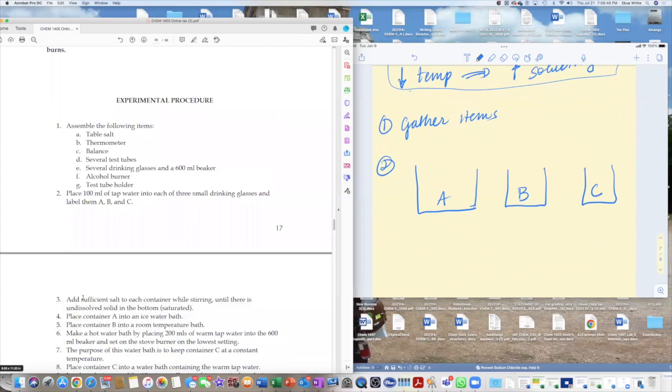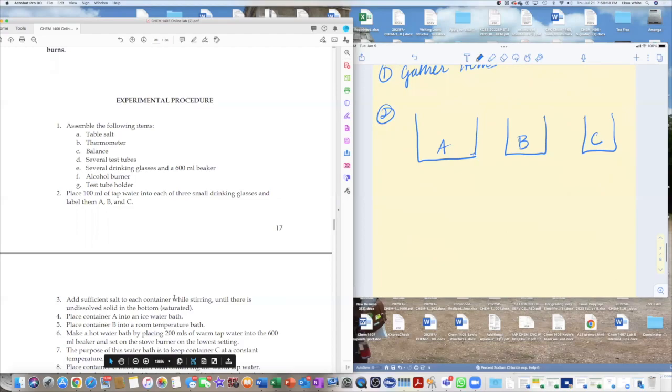And then they're telling you to add sufficient salt to each container while stirring until there is undissolved salt at the bottom, saturated. So this is the part I was talking about earlier, right? When you first add salt to water and you stir, the salt will dissolve. That means you're dealing with an unsaturated solution. Keep adding the salt and keep stirring.